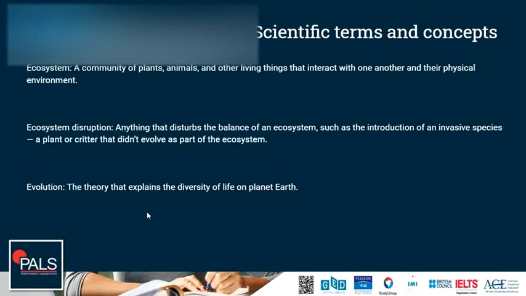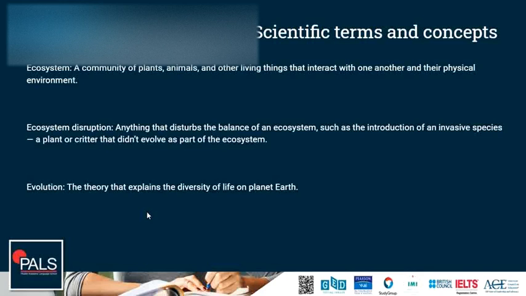Ecosystem disruption: anything that disrupts the balance of an ecosystem, anything that brings an ecosystem out of balance, such as the introduction of an invasive species, a plant or critter that didn't evolve as part of the ecosystem, that has been introduced, usually by human activity, to that ecosystem, and that will have a disrupting effect on the ecosystem.